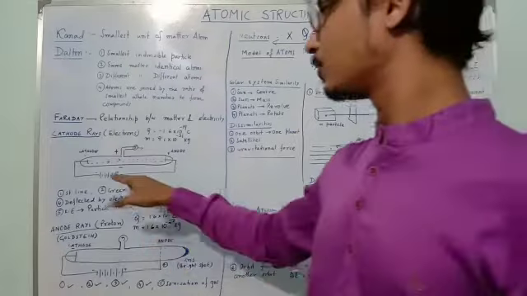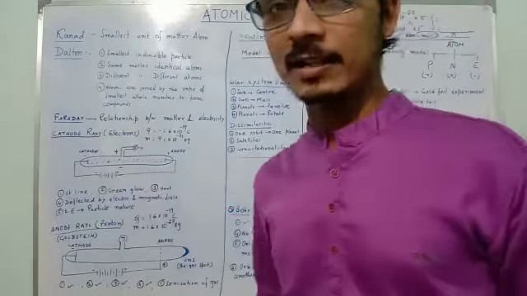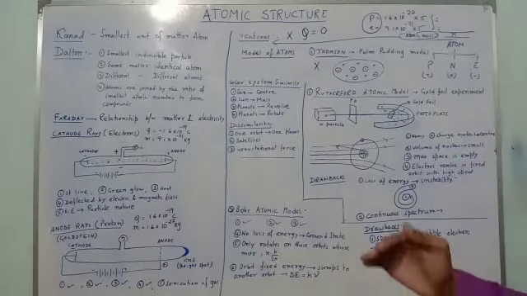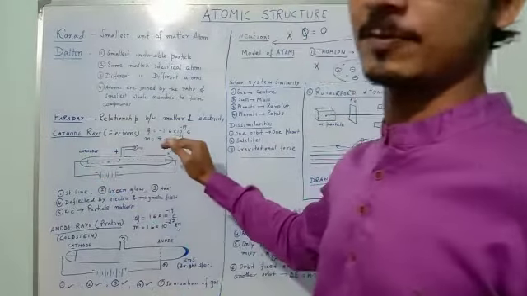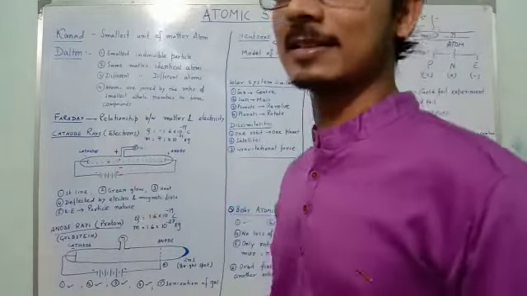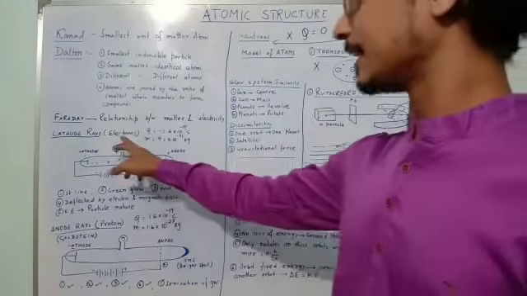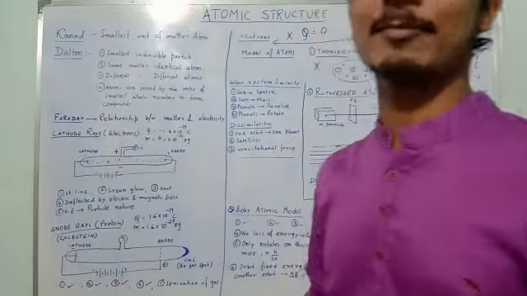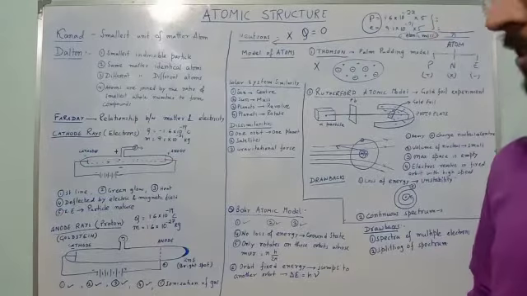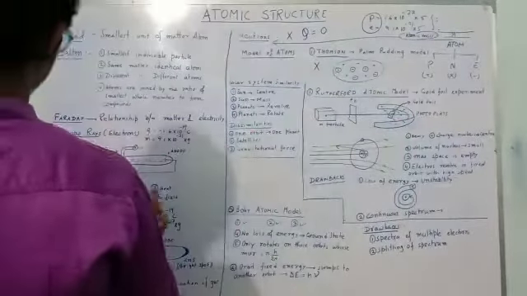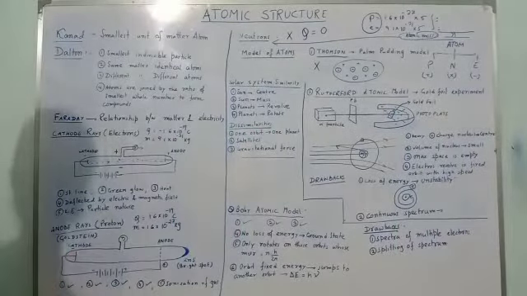That means if you apply an electric field over and under the tube, then these cathode rays will move towards the positive charge, because these cathode rays consist of negatively charged electrons. And the last one is, these cathode rays have some kinetic energy. That means these cathode rays or subatomic particles have some particle nature.